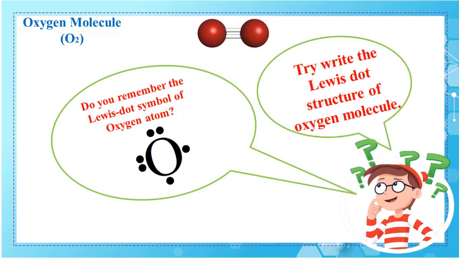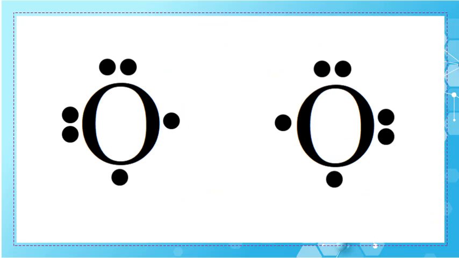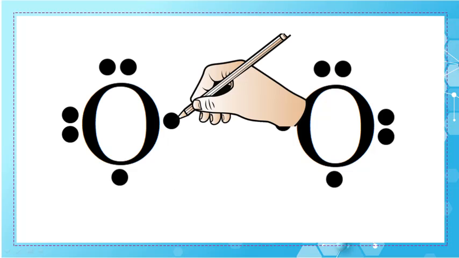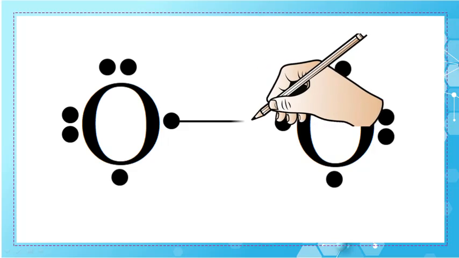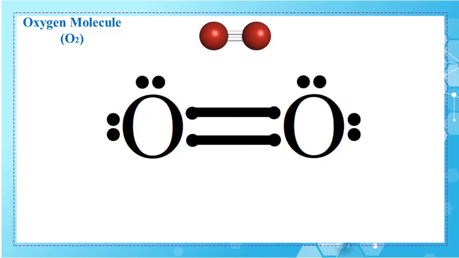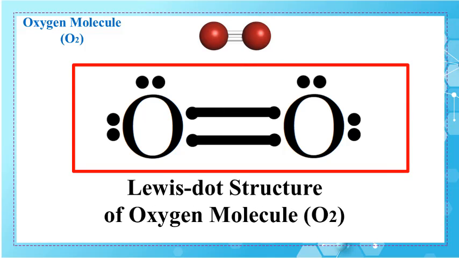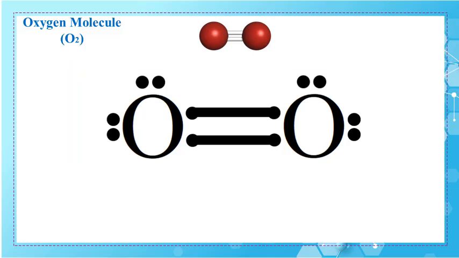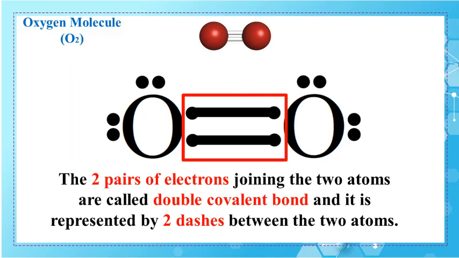Okay, now you have to try writing the Lewis dot structure of the oxygen molecule. First, we write the Lewis dot symbols of the two oxygen atoms, where the lone electrons are put opposite to each other. Then, we join these lone electrons. So we get the Lewis dot structure of the oxygen molecule O2, and the two pairs of electrons joining the two atoms are called a double covalent bond, and it is represented by 2 dashes between the two atoms.